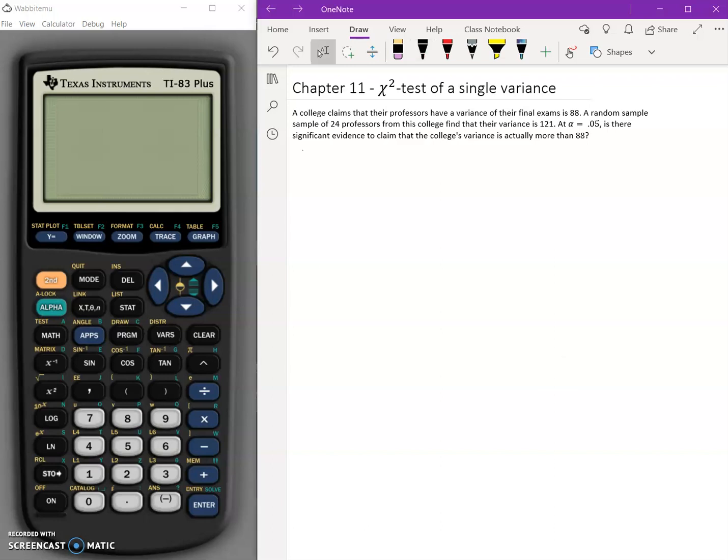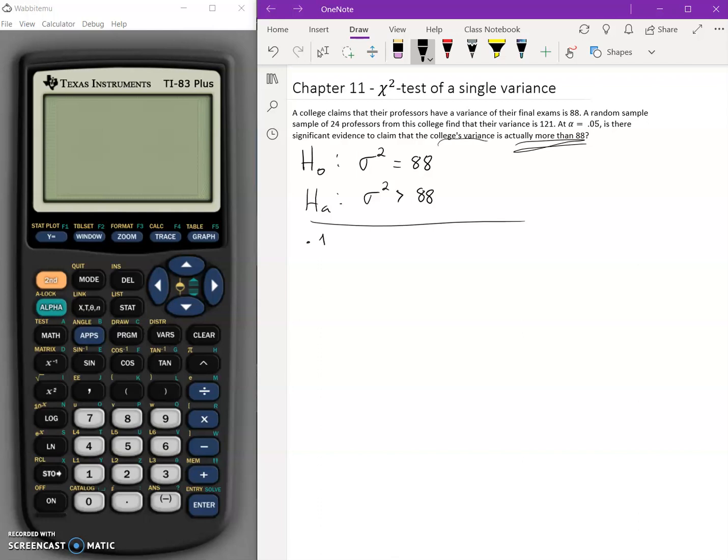So we're doing hypothesis testing, so we're going to have our null hypothesis. We're going to do this based off of the college variance. So we're doing population variances, so we have sigma squared. Our null hypothesis says that that's going to be equal to 88. But our alternative says, wait a minute, what if instead this variance is larger than 88? We're trying to figure out, is it more than 88? So we have our null and our alternative hypothesis.